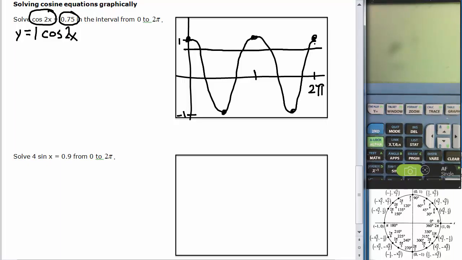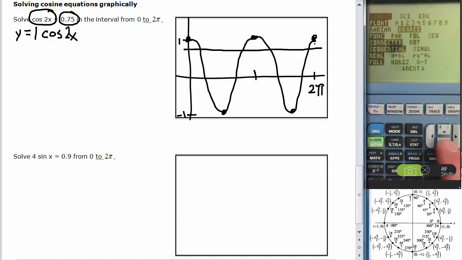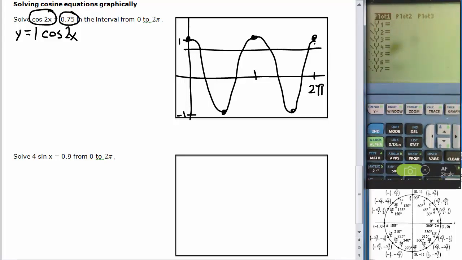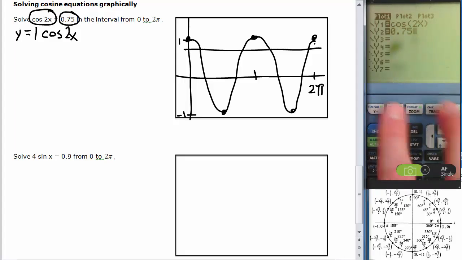Now if you choose to graph this on your calculator, here are a few tips for good graphing. Number 1, if you're working with an interval from 0 to 2 pi, your mode should be in radians. So you want to make sure when you hit the mode button that radians is selected. The second thing we're going to do is go to your y equals menu, and we're going to type in both sides of the equation. We're going to type in cosine of 2x, that's the left side of our equation. On the right side of our equation, we have 0.75, so we'll type that in as well.